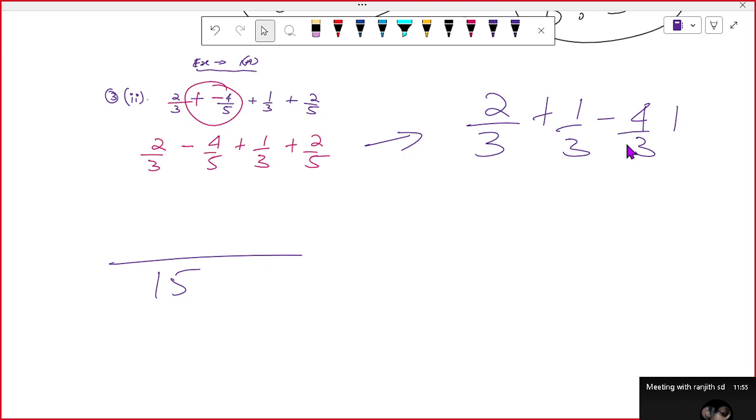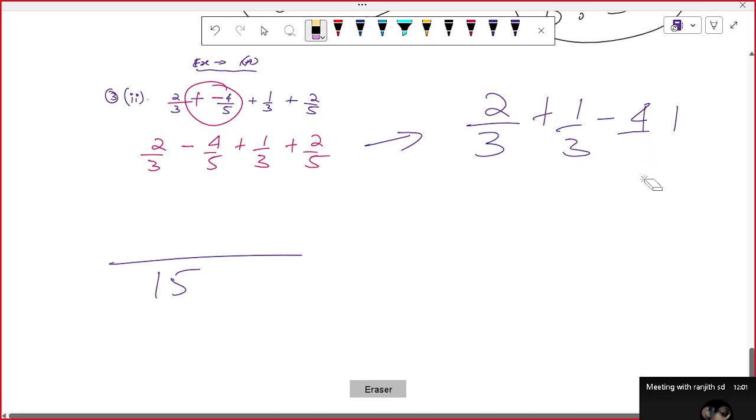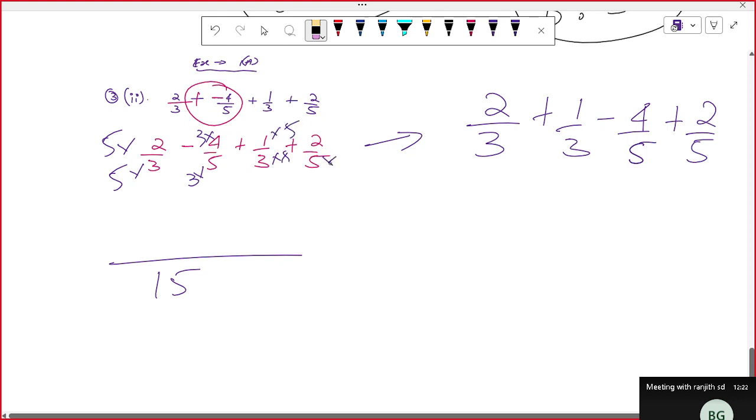What do you get, Mariana? When you arrange, what do you get? 2 by 3 plus 1 by 3 minus 4 by 5 plus 2 by 5. Why do you want to arrange this and do it, instead of taking LCM? Multiply by what? Into 5 this side, into 3. Do it in a single step and finish this. What do you get?